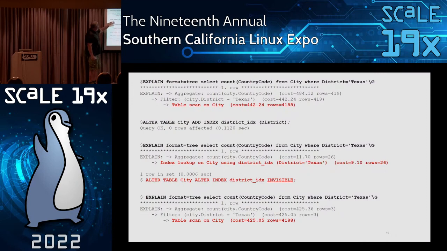Now, if we alter the table and add an index on the district, and we run the same query, it drops from 442 down to 9.10. In the first case, it has to read 4,188 rows. This one only has to read 26 rows, much less work. Now, if we alter the table to make that index invisible, we go back to our old number.